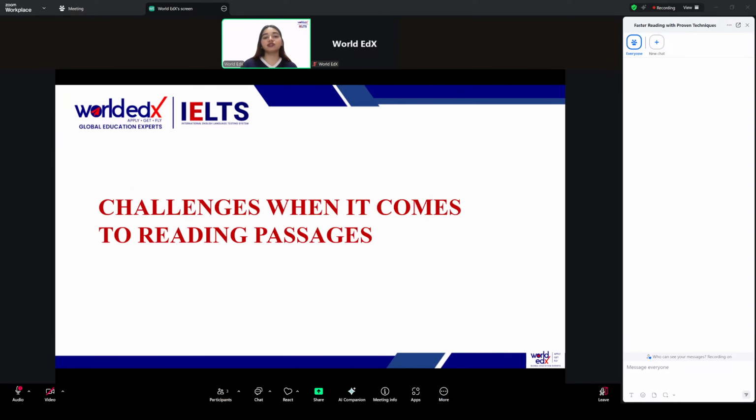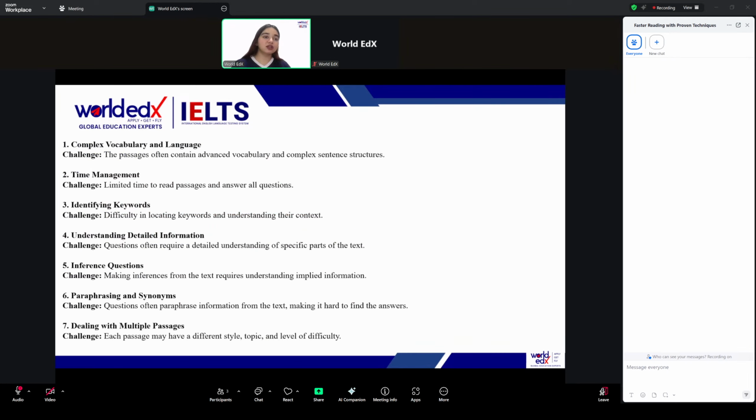Now, coming to the challenges when it comes to reading passages, I don't really know where to begin, because a lot of students face particular issues when it comes to the reading section. So the first problem or challenge that a lot of test takers face is complex vocabulary and language. The passage often contains advanced vocabulary and complex sentence structures.